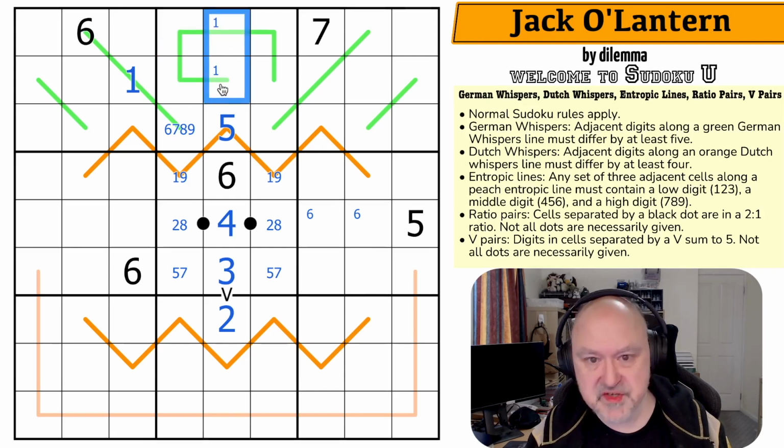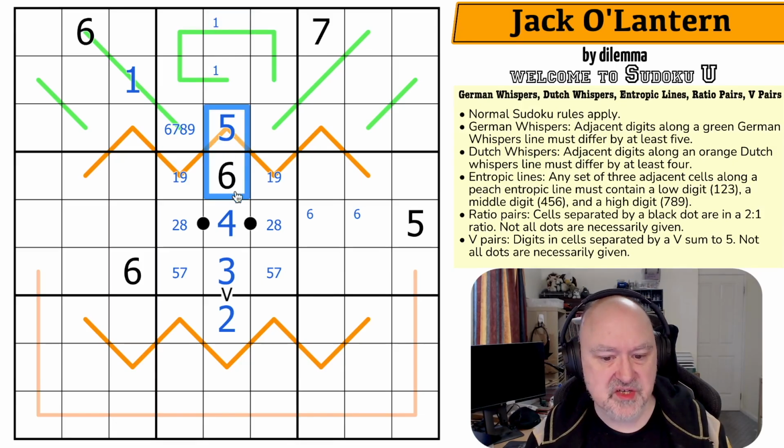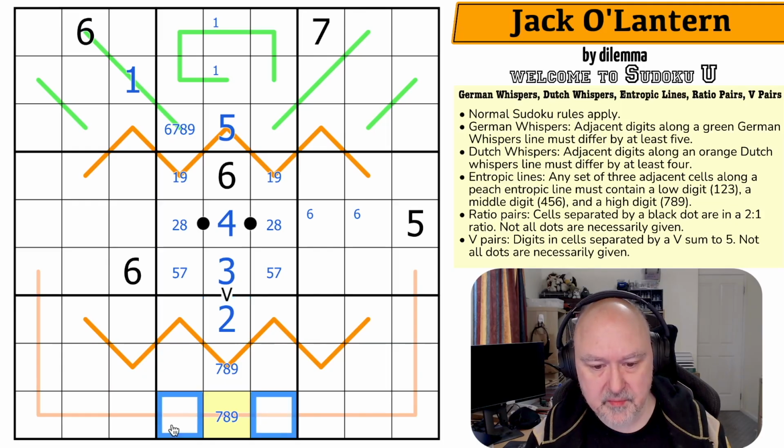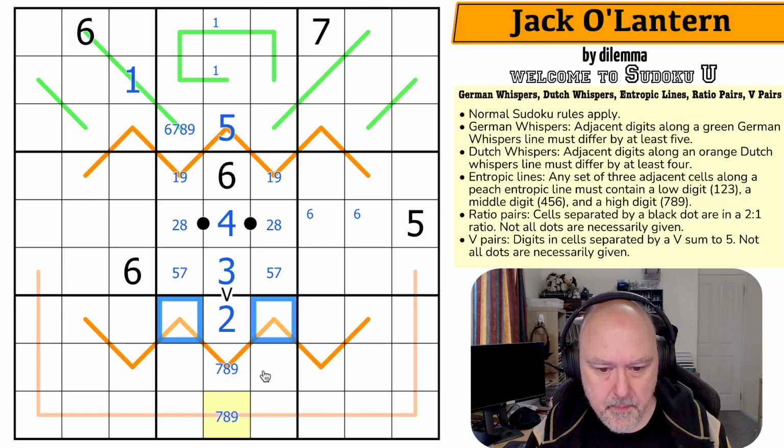So one of those is a 1, and the high digit, I don't know what it is, but it does mean these are the high digits because I've got 1, 2, 3, 4, 5, 6. So these are only from 7, 8, 9. So this is the high digit on the entropic line. So one of these is 1, 2, 3 without being a 3, and one of them is 4, 5, 6.